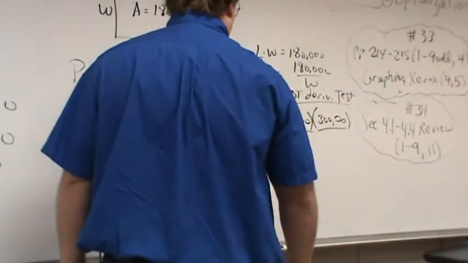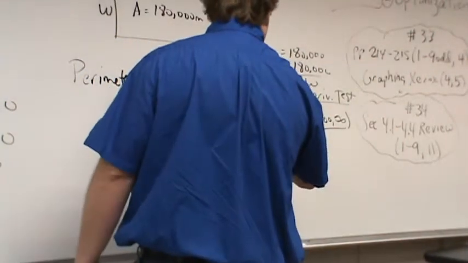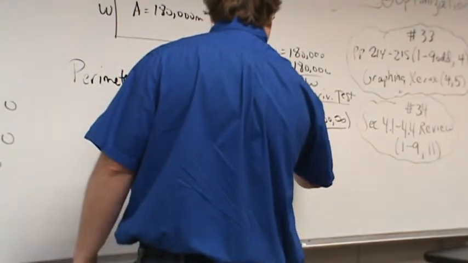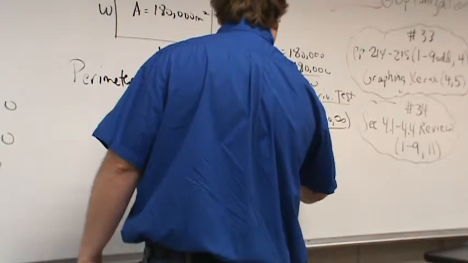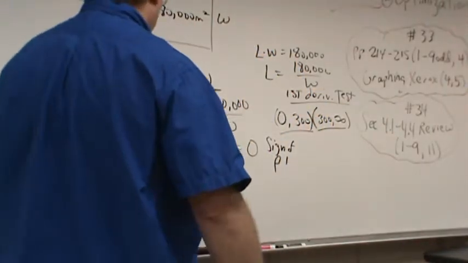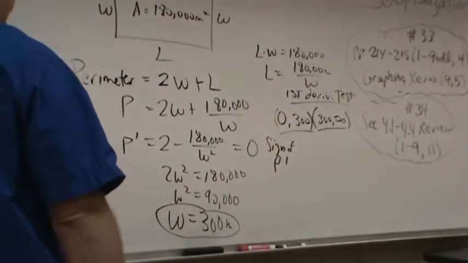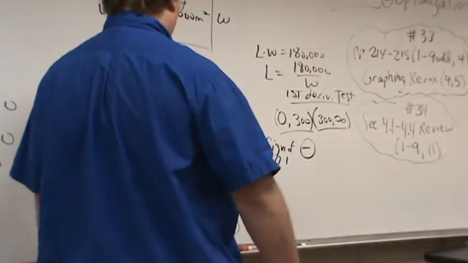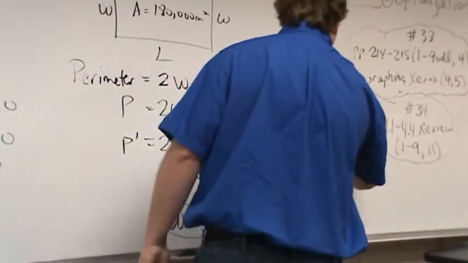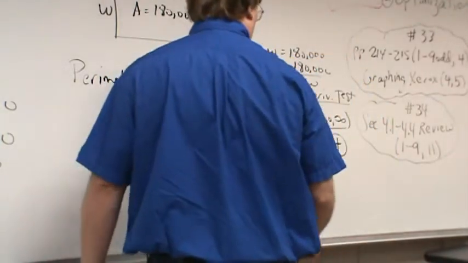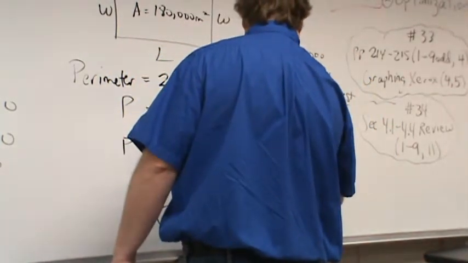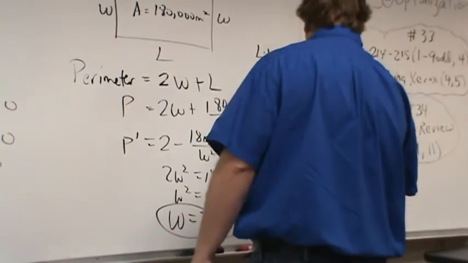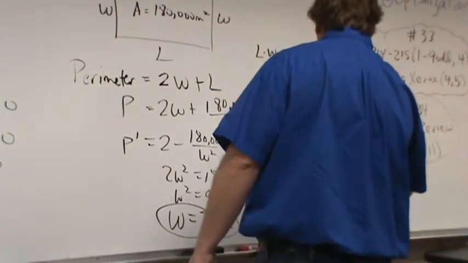So I'm going to plug into the first derivative. This is the intervals of x. This is the sign of f prime. So I'm going to plug in like 1, and I get a huge negative. And I plug in a million, billion, trillion, and I get positive. Okay. So, relative min at W equals 300 meters.